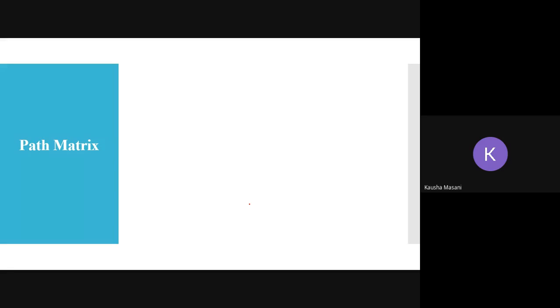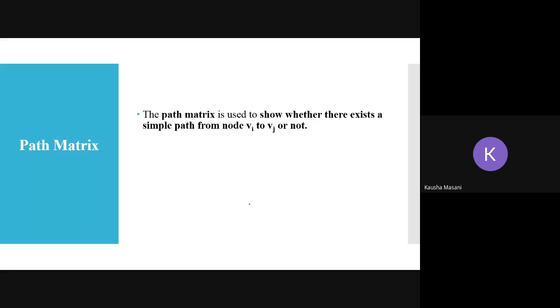If your path matrix has the shortest distance for all the vertices from a given source, then your path matrix will be completely filled with values 1. It will be 1 1 1 1 in your n cross n matrix. But how do you generate that? Your path matrix is used to show whether there exists a simple path from node v of i to v of j or not, yes or no, 0 or 1.